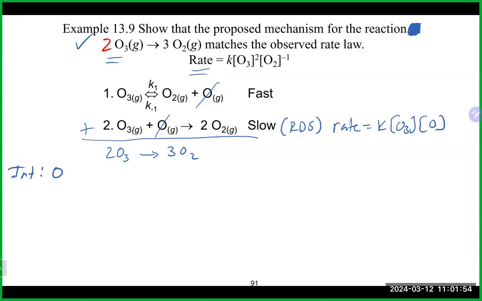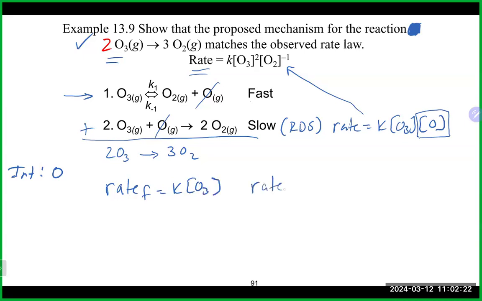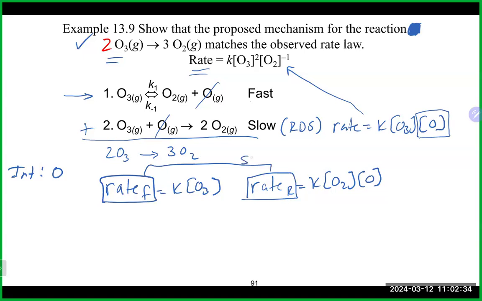Once again, we cannot at this point really sort of compare because we do have that intermediate in this rate law. So we do need to kind of get rid of it. In this case, really the only option to get rid of it is going to come out of this reversible reaction here in the first step. And again, for that first step, we could write two rate laws. Going in the forward direction, it would be K times O3. Going in the reverse direction, it would be K times O2 and O. Once again, this number here and this number here should really be the same.